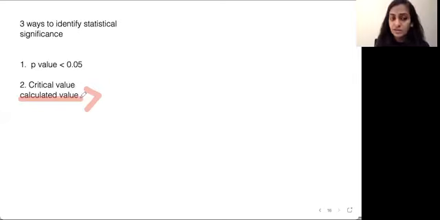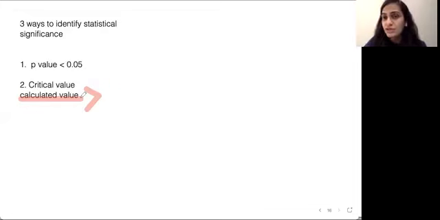Now for example, if your calculated value is 5 and your critical value is 3, is the data statistically significant? Yes, it is statistically significant. You can reject the null hypothesis.